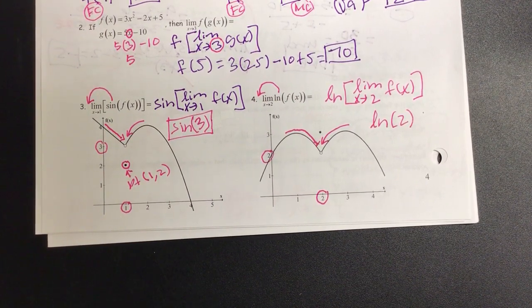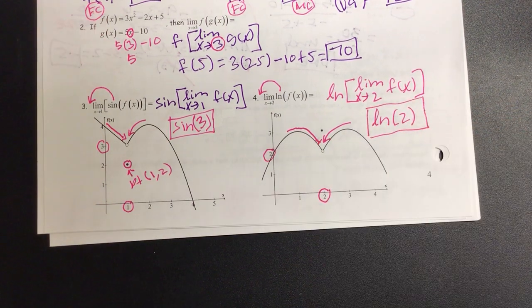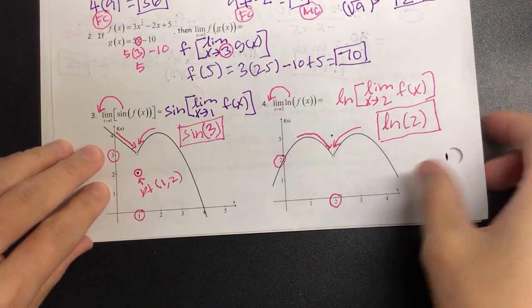Can you compute natural log of 2? No. What if I say natural log of 1? Can you compute that? What is natural log of 1? What is it? 0. Let's move on. If that was confusing, that's okay. I'll give you all more reminders.